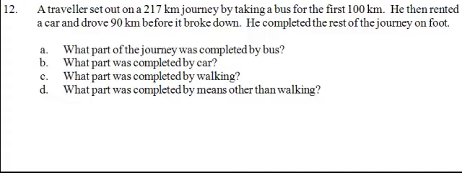Unit 2, Lesson 2.2, Exercise question number 12. A traveler set out on a 217-kilometer journey by taking a bus for the first 100 kilometers. He then rented a car and drove 90 kilometers before it broke down. He completed the rest of the journey on foot.